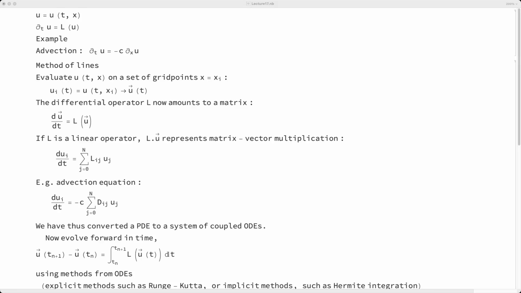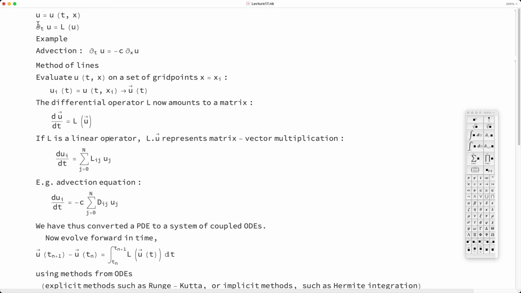In this video, we will implement the method of lines that we described in the previous video. As a reminder, we will consider equations of the form partial t u equals L u, where L is a linear or nonlinear differential operator acting on u, and u is a function of t and x, time and space in this case. An example of such equations is an advection equation of this form, where c is the speed with which u is being advected.